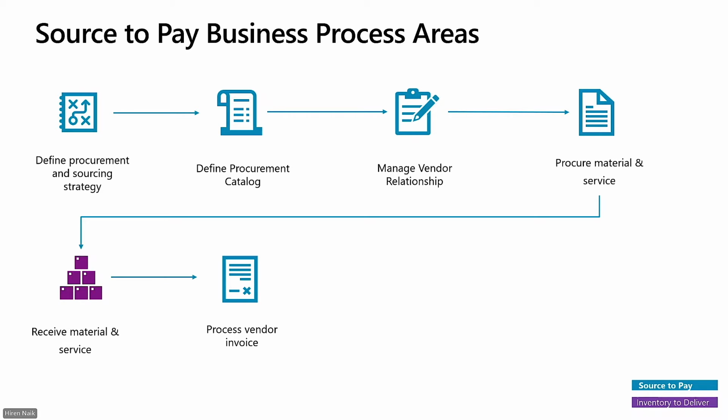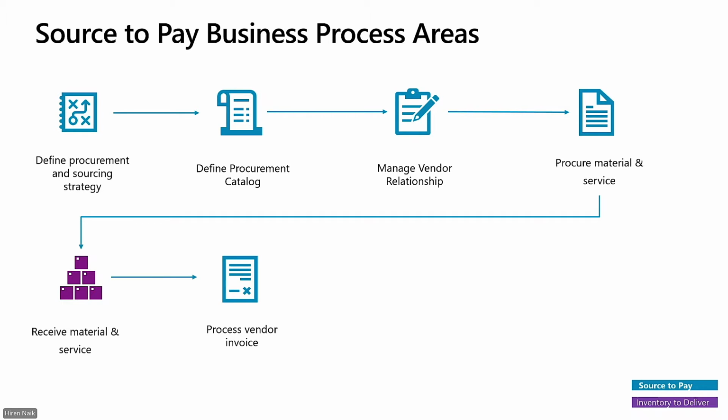Process vendor invoice. This business process area involves processing vendor invoices by verifying invoice accuracy, matching invoices to purchase orders and goods receipts, and performing two-way or three-way matching. The invoices can be received and processed manually, using automation, or EDI, for example. Dynamics 365 also provides invoice register functionality for quick entry to accrue the expense.